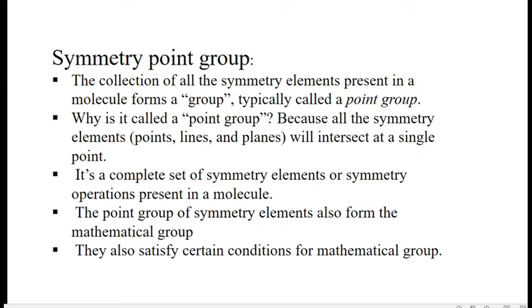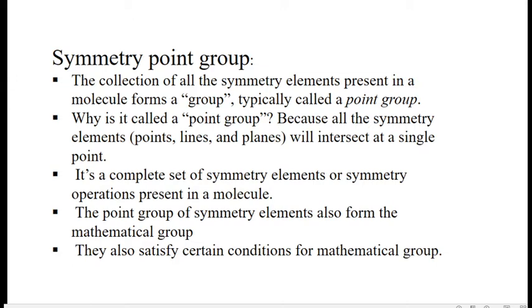But if I ask you what is the symmetry of the molecule, the symmetry of the molecule can be identified by knowing the point group of the molecule. So all the symmetry elements grouped together constitute a point group of the molecule. So it gives us the information about the symmetry elements and symmetry operations present in the molecule. The collection of all the symmetry elements present in a molecule forms a group typically called a point group.